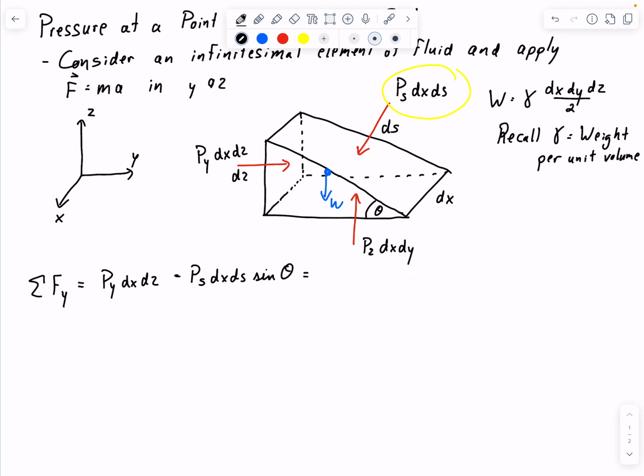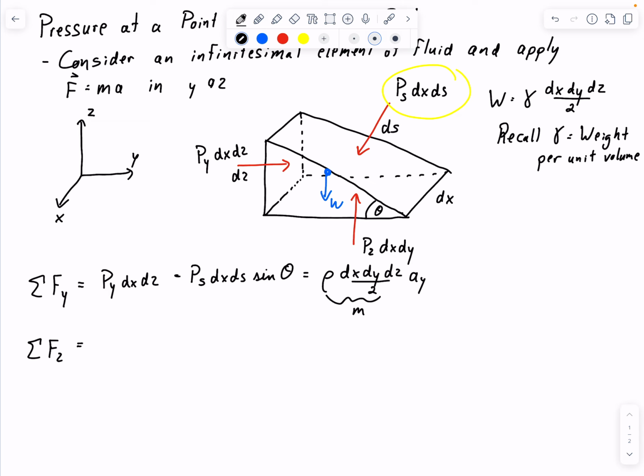And this is all equal to mass times acceleration. So the mass here we're going to represent as density times volume. So the density is going to be rho times dx dy dz divided by 2. That's the volume of our wedge, and that's multiplied by the acceleration. So again, this whole expression here is mass, and we're multiplying that by acceleration. So that's the sum of forces in the y direction, and we can do the same thing for the sum of forces in the z direction.